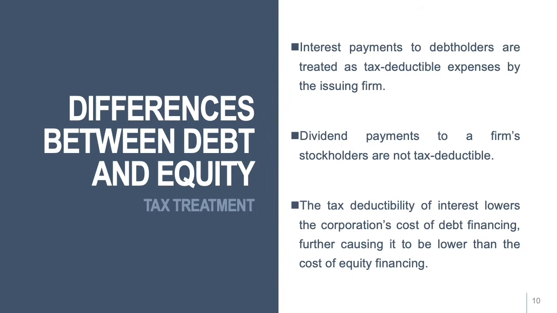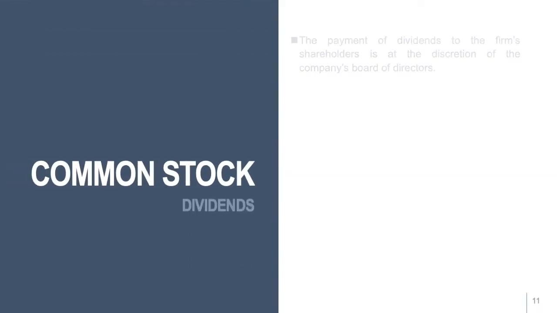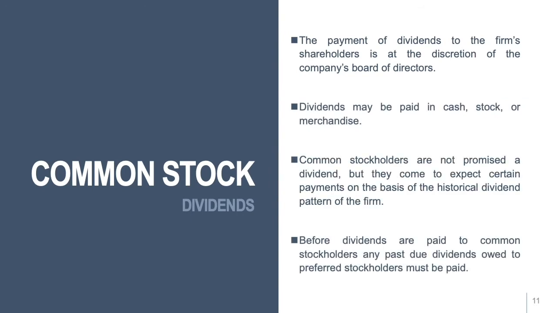Common stock dividends. The payment of dividends to the firm's shareholders is at the discretion of the company's board of directors. Dividends may be paid in cash, stock, or merchandise. Common stockholders are not promised a dividend, but they come to expect certain payments on the basis of the historical dividend patterns of the firm. Before dividends are paid to common stockholders, any past due dividends owed to preferred stockholders must be paid.